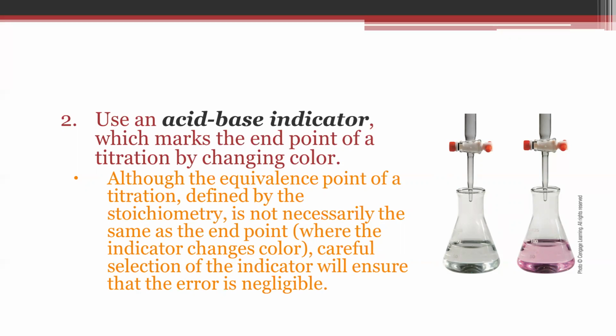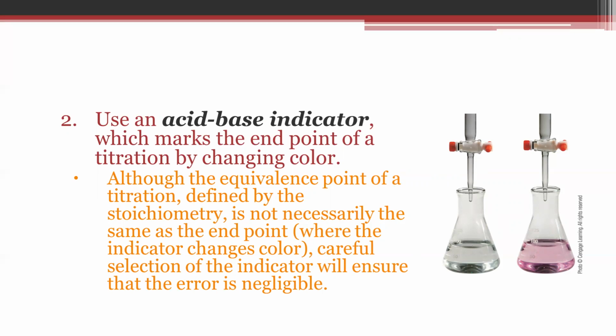So although we need the equivalence point for titration defined with stoichiometry, that helps us with all of our calculations in order to figure out pH values and all kinds of things about our acids and bases, that is not the same as the endpoint where the indicator will change colors. So you have to be very careful in your selection of your indicator so that your endpoint, when the color changes, is as close as possible to the actual equivalence point for your acid-base neutralization reaction, okay?